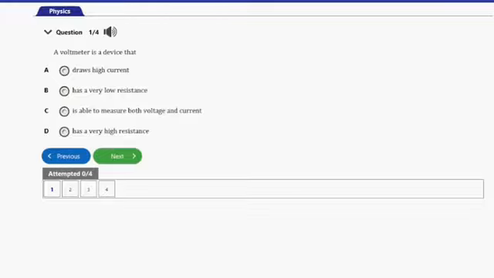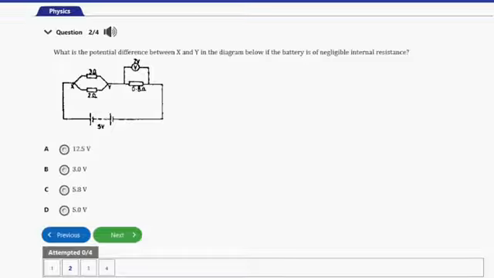So you see the rest of the options. The voltmeter does not measure both voltage and current, neither does it have a low resistance, and it does not draw high current. So the only option that suits the answer to this question is option D. Let's go ahead and consider the next question. That's question number 2 here.